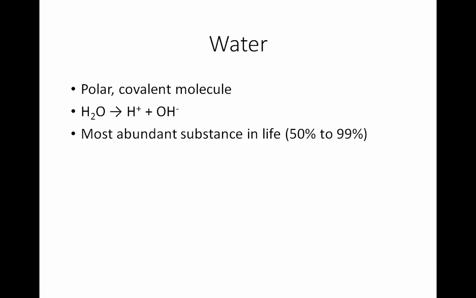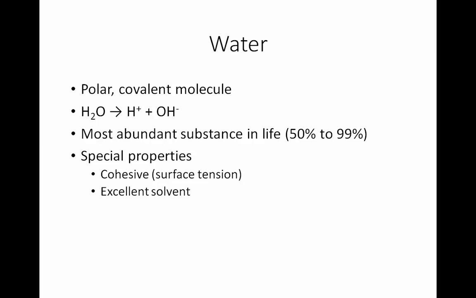Water is the most abundant substance in life. Cells are 50 to 99% water, depending upon the type of cells. And water is a very unique substance. It has a lot of special properties. First of all, it's cohesive. Those hydrogen bonds make it stick together. And this cohesiveness gives water something called surface tension. If you've ever put water on a tabletop, you'll notice that it beads up, and you can even put your finger in one of those drops of water and drag it around. That's the surface tension, or the cohesiveness of water.